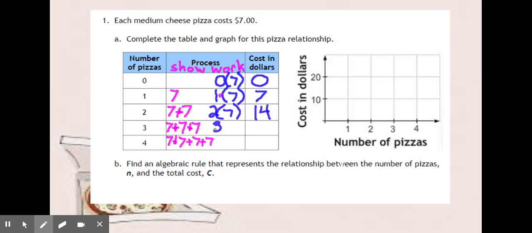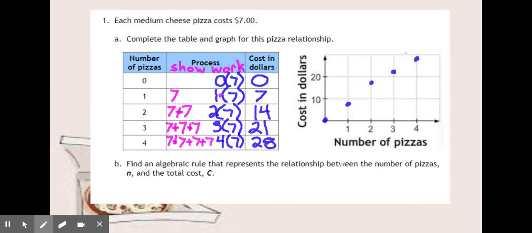And then we do 3 pizzas. 3 pizzas times $7 to get $21. And lastly, 4 pizzas. So I have 4 pizzas times $7 to get $28. And our graph is going to look the same. It'll have (0, 0), (1, 7), (2, 14), (3, 21), and then (4, 28).